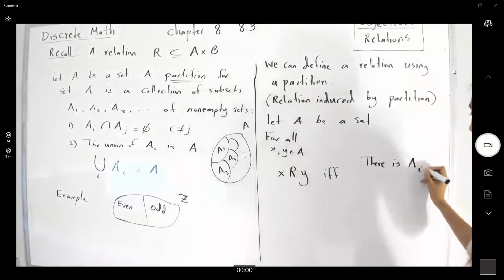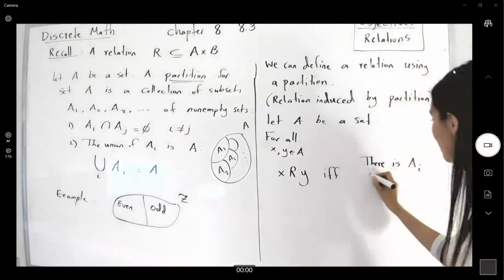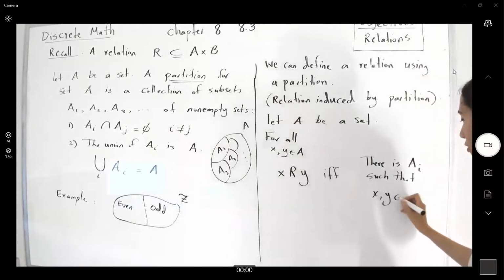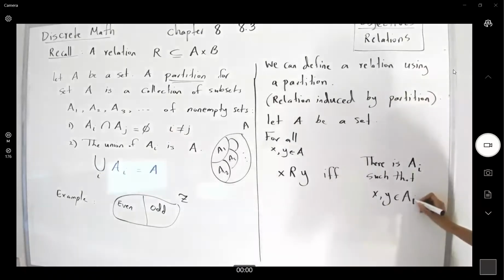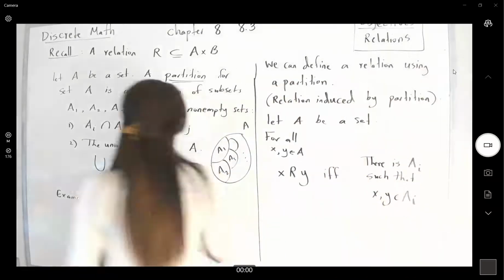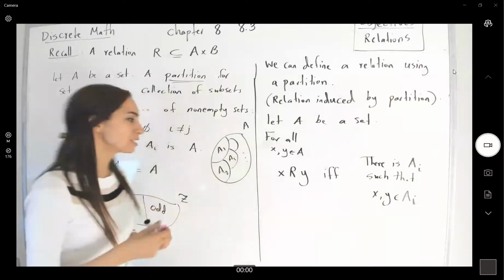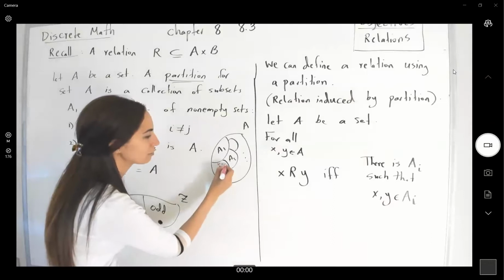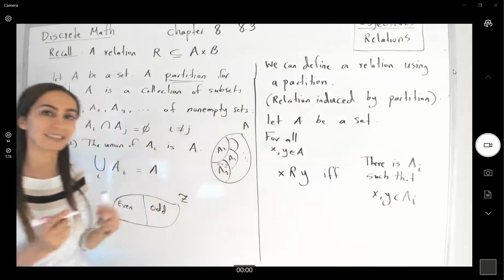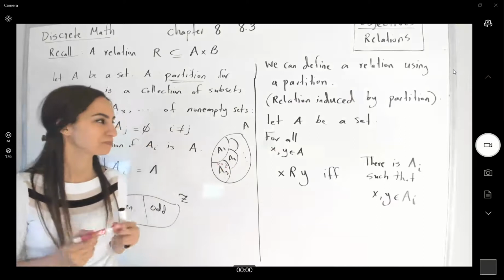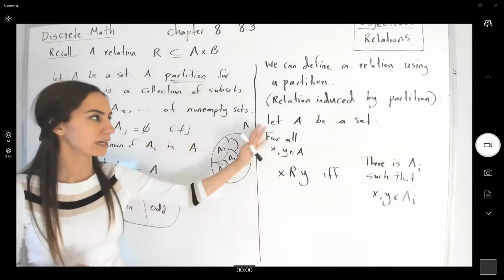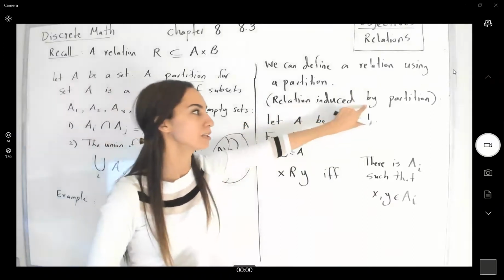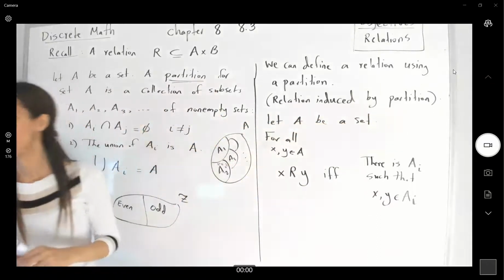So x is in relation with y if and only if there is a subset like A sub alpha such that x and y, both of them, land in this subset. So between all of these subsets, you can find one of them such that x and y both land in that subset. In this case, we say that there is a relation that is induced by that partition.